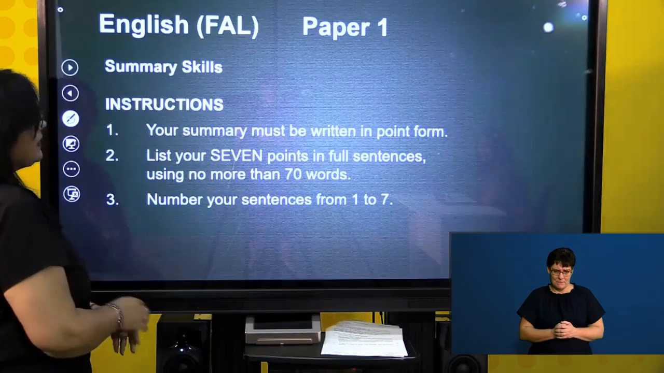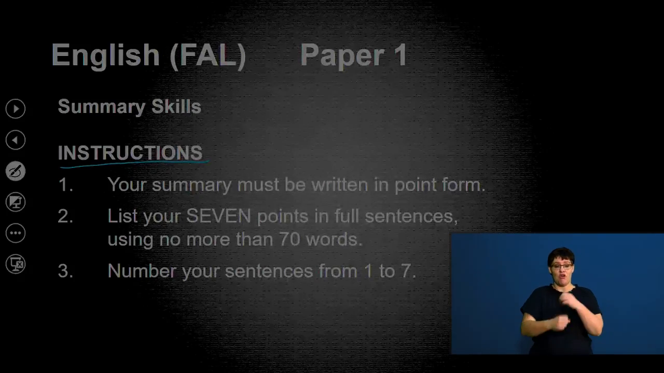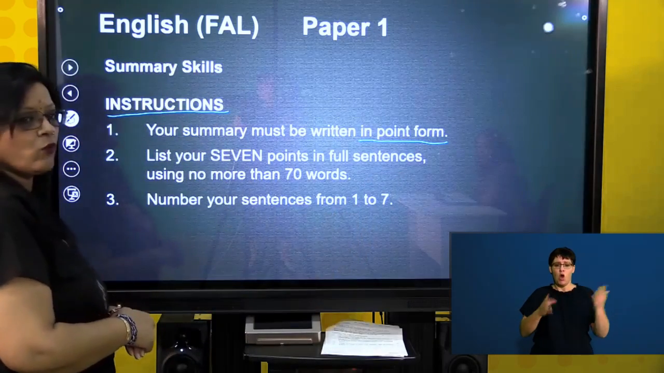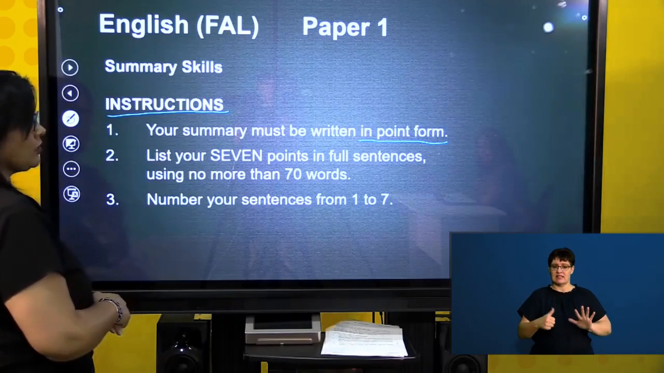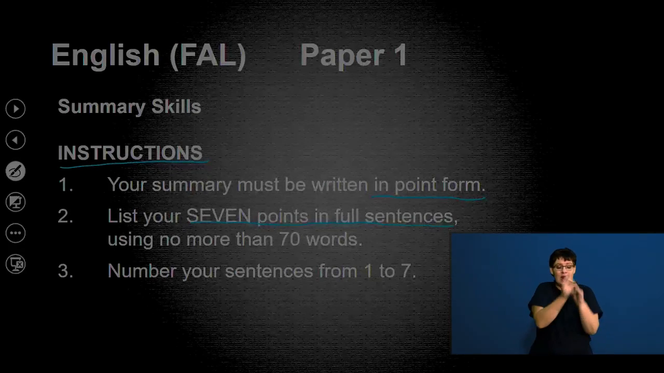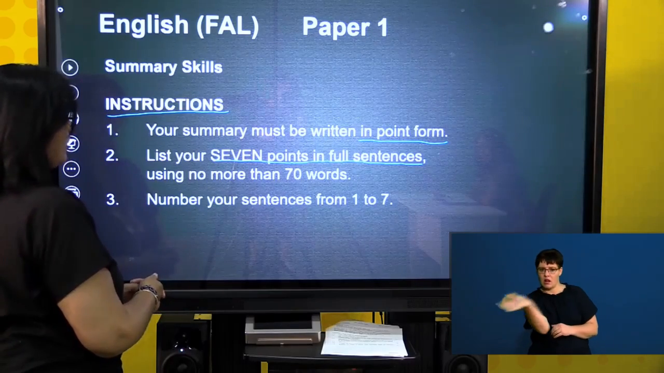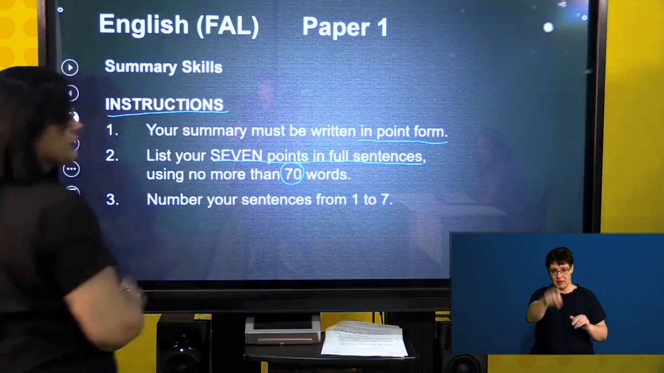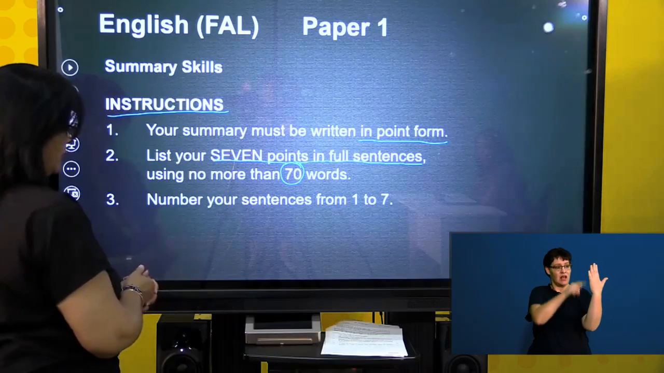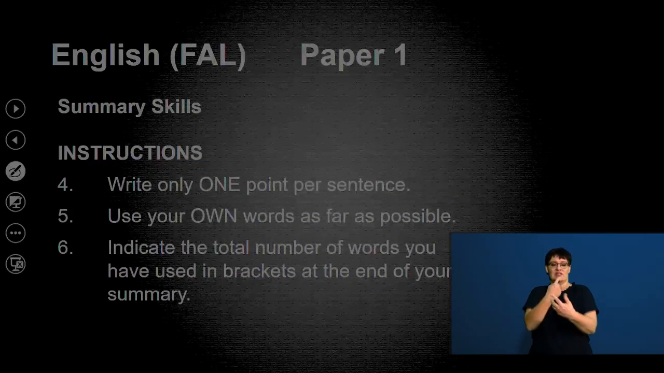Then, these are the actual instructions that you will find in your question paper at the end of the year. So, your summary must be written in point form. You can either number them from 1 to 7, or you can use little dots, depends on you. List the 7 points in full sentences. You must ensure you write in full sentences, do not use phrases. And again, remember we spoke about our 70 words. Because we are summarizing a text, the text has to be a certain number of words. You can number it from 1 to 7. That is the instruction.